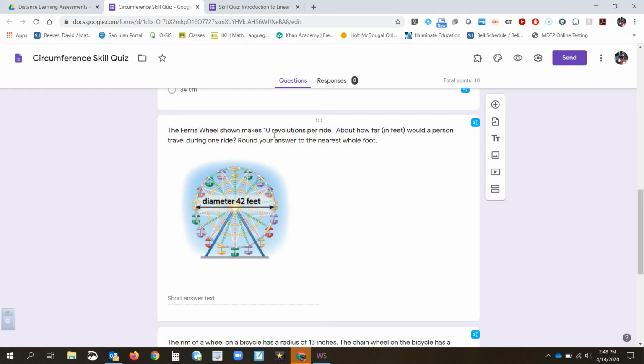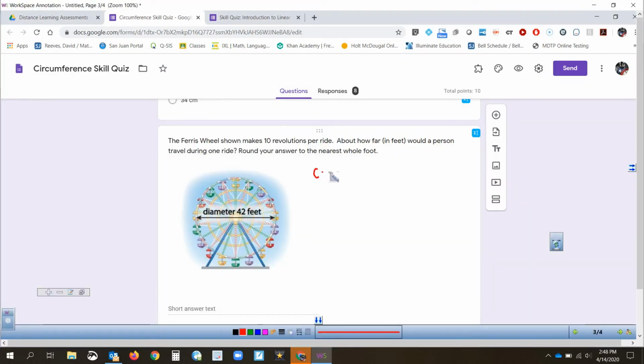So here we go. It says the Ferris wheel shown makes 10 revolutions per ride. So one of these riders is going to go around 10 times. So they will make the circumference of the circle 10 times, or their distance will be 10 times the circumference. All right, so we're going to have to find the circumference of the circle, and hopefully you remember that the formula for circumference is diameter times pi. So in this case, we were given the diameter of 42 feet, so the circumference would be 42 times pi.